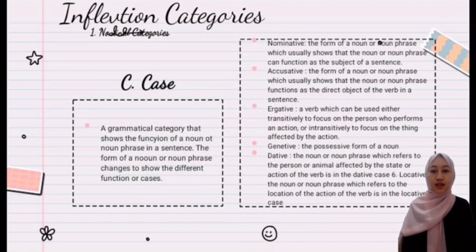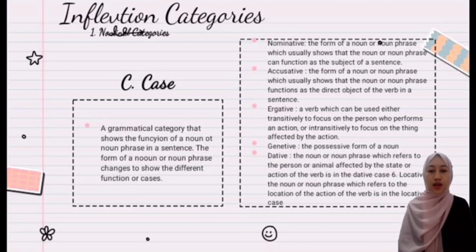A grammatical category that shows the function of a noun or noun phrase in a sentence. The form of a noun or noun phrase changes to show the different function or cases. Number one, nominative. The form of a noun or noun phrase which usually shows that the noun or noun phrase can function as the subject of a sentence.